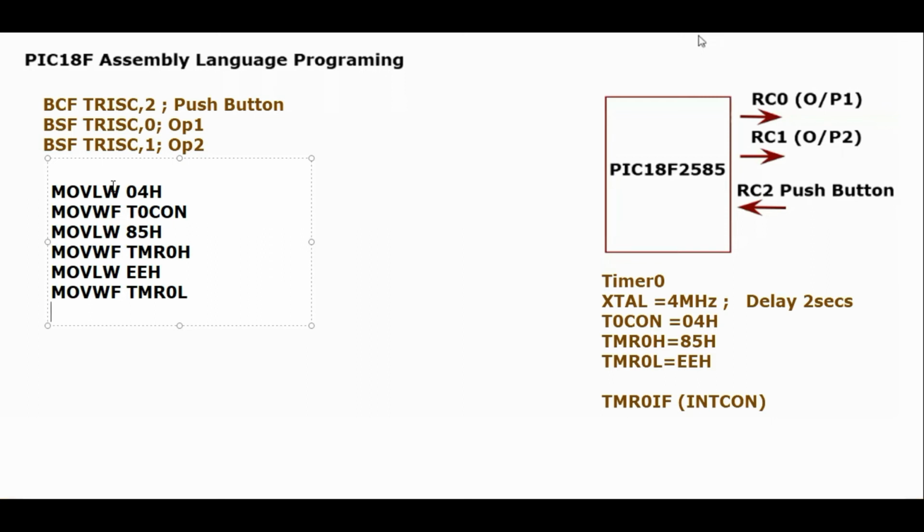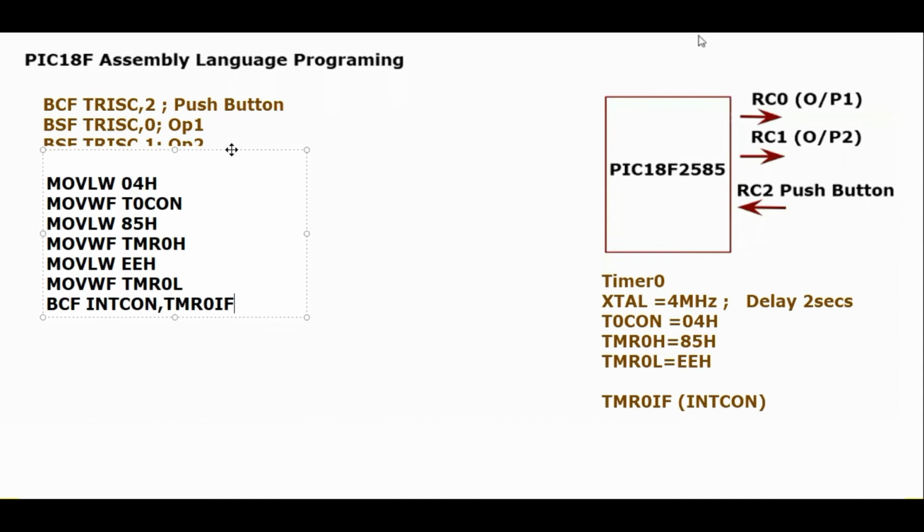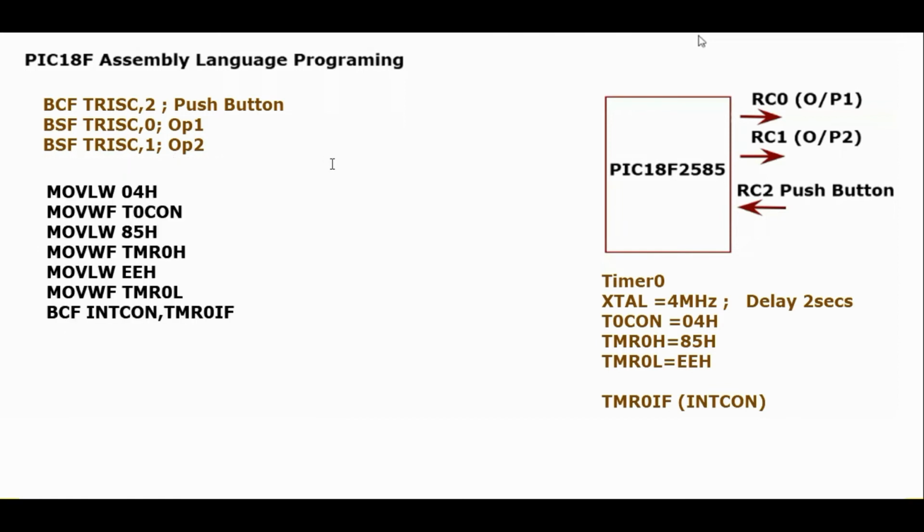Next thing, we will make sure that this Timer0 IF bit is 0. For this purpose, we can simply write BCF, INTCON is the register, and the bit name is T0IF. So now the Timer0 IF bit is cleared, or equal to 0, right? So these are the lines that we need to write in this code, and it will configure our timer. So these are the basic two steps that we need to follow.